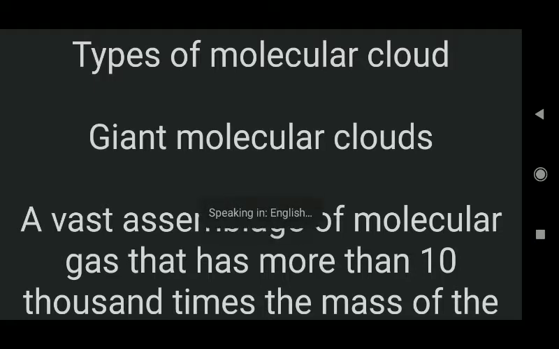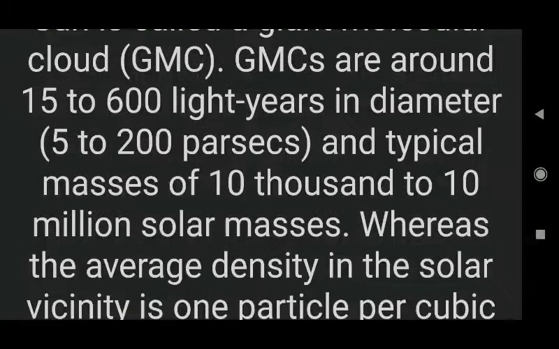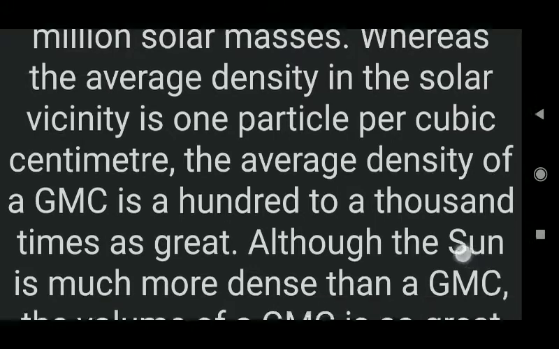Types of molecular cloud. Giant molecular clouds. A vast assemblage of molecular gas that has more than 10,000 times the mass of the Sun is called a giant molecular cloud, GMC. GMCs are around 15 to 600 light-years in diameter, 5 to 200 parsecs, and typical masses of 10,000 to 10 million solar masses. Whereas the average density in the solar vicinity is 1 particle per cubic centimeter, the average density of a GMC is 100 to 1,000 times as great.